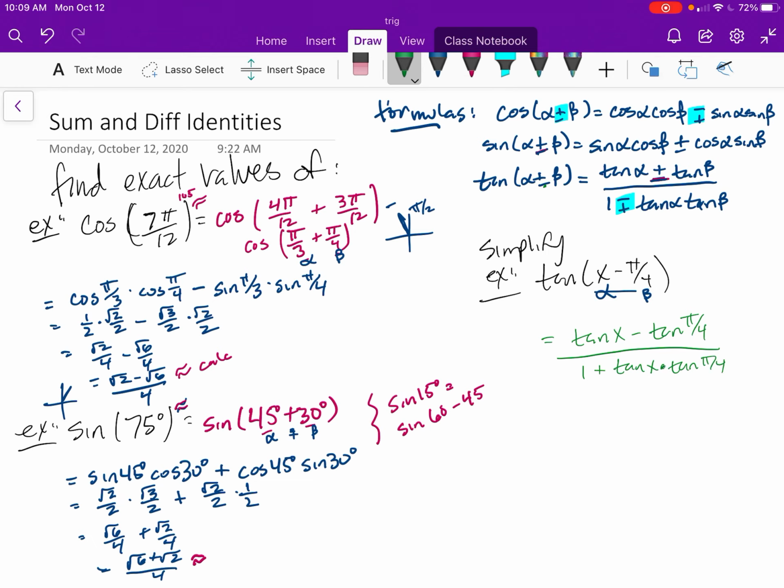Now tangent of pi over 4 is 1. It's a 45-degree angle, and tangent is y over x, and since the x and y are the same, we get 1. So I can reduce this to tan x minus 1 over 1 plus tan x.